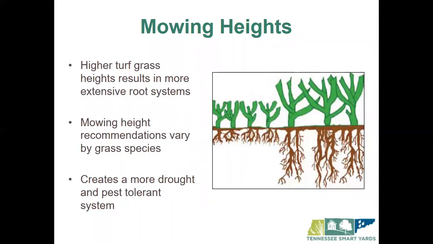Mowing height recommendations can vary by grass species, so I hate to say all grasses should be this height, because each species of grass is going to be completely different. So make sure you do some research or talk to one of the extension agents about how tall your centipede grass should be, your fescue, your Bermuda, depending on whatever it is. Feel free to ask somebody. Also, proper mowing heights can create a more drought and pest tolerant system.